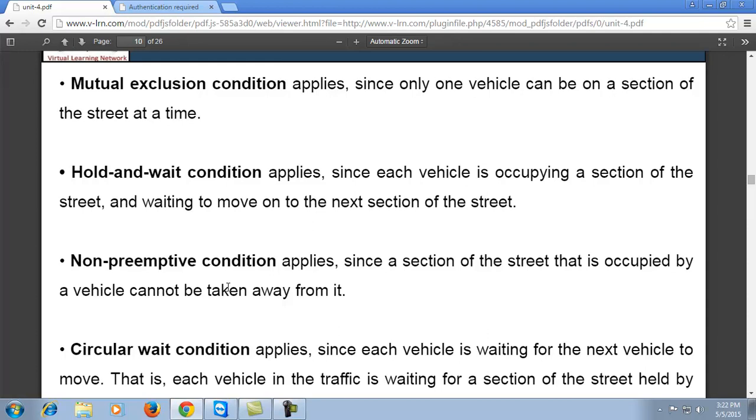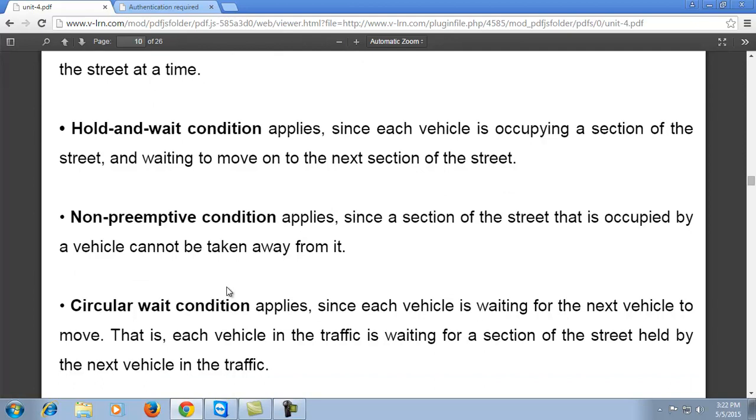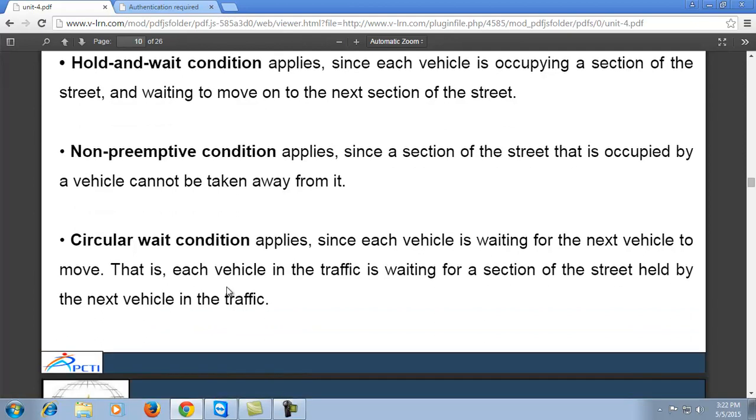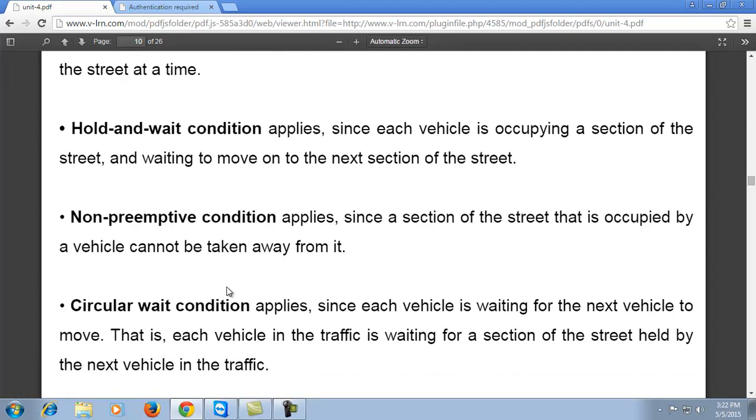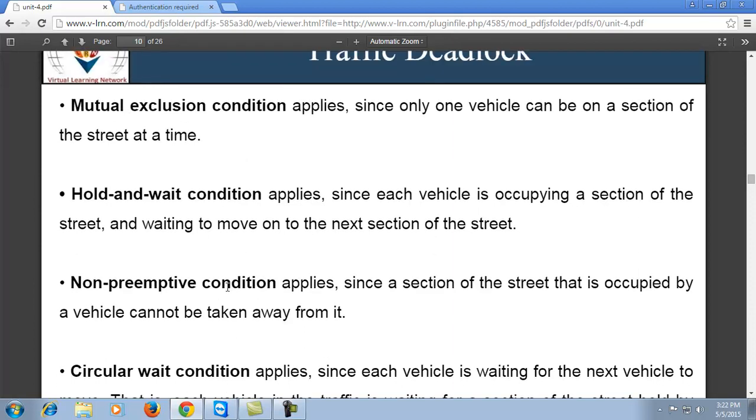And the next is the circular wait condition, which is very popular in deadlock, and applies since each vehicle is waiting for the next vehicle to move, that is, each vehicle in the traffic is waiting for a section of the street held by the next vehicle in the traffic. These conditions are the characteristics or causes of deadlock. If we are able to remove any one of these, we are able to remove the deadlock condition.